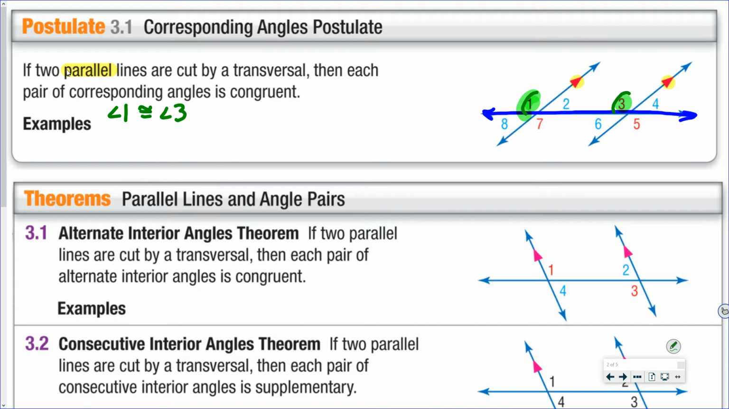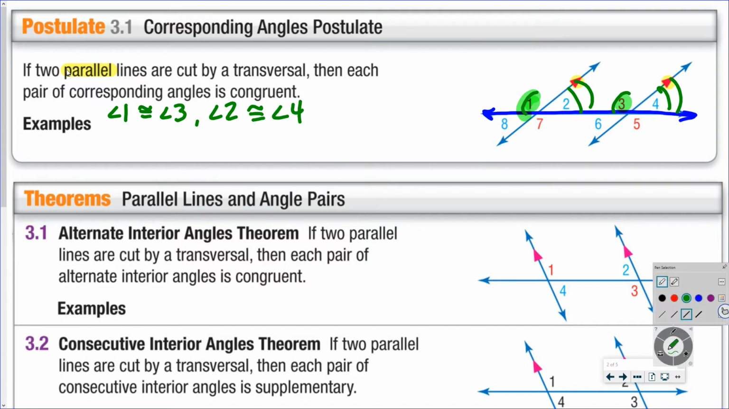Can somebody give me another pair of corresponding angles in this picture? 2 and 4. Those are going to be congruent. We'll talk about why in a second. 5 and 7. Excellent, I made those red. 5 and 7 are corresponding angles. They're both in the bottom right. And 6 and 8. So they're all going to be congruent.